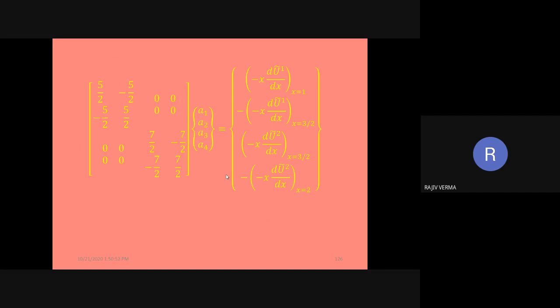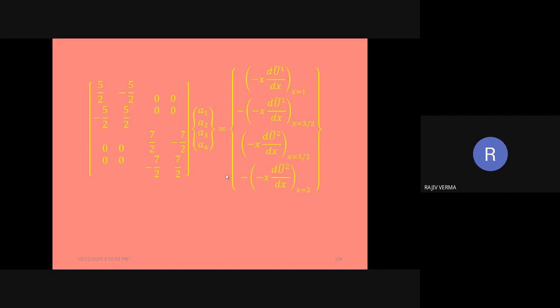So we have four equations, four unknowns. The first two equations have only two unknowns, A1 and A2. Therefore, the coefficients of A3 and A4 are going to be 0. The third and the fourth equations are equations in terms of A3 and A4. Therefore, the coefficients of A1 and A2 have been substituted as 0.